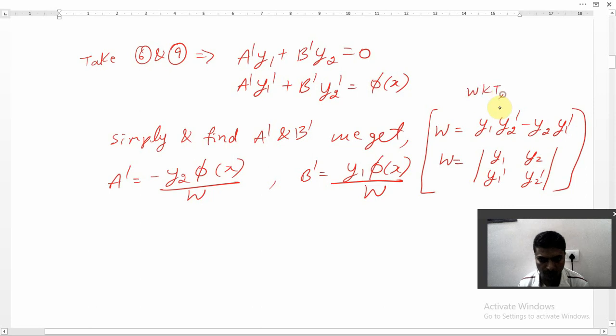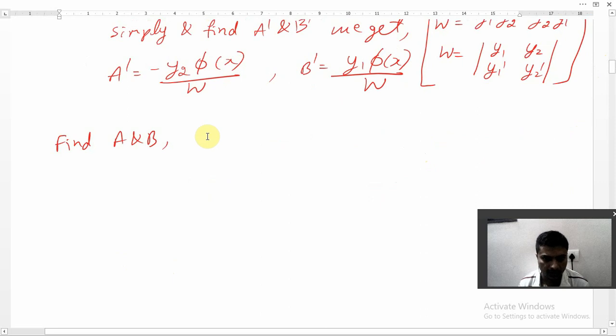We know that this is from Robinson's, but we don't discuss more on this. Then substituting this, yes friends, we want to find, as I said, a and b. It is in the differentiation form, where a dash and b dash are functions. I will just integrate this.